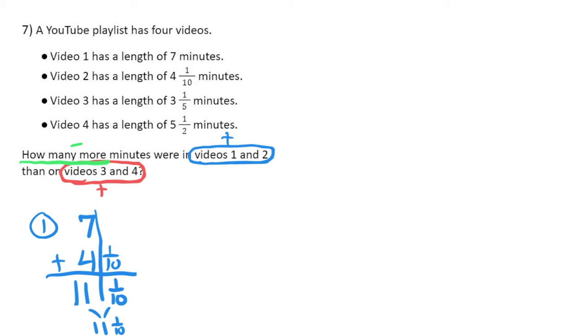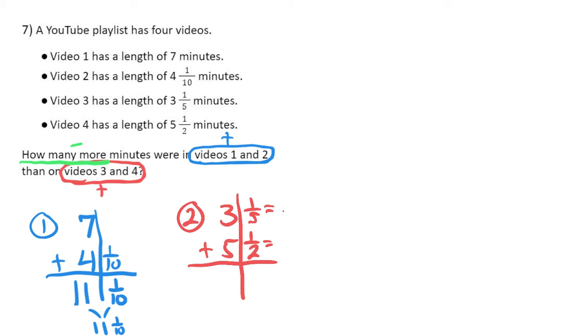All right, now for step 2. So we need to combine videos 3 and 4 together. Video 3 is 3 and 1/5. Video 4 is 5 and 1/2. Adding those together. Fifths and halves, can't do that. We need to make them the same. So what can 5 and 2 both become? That would be 10.